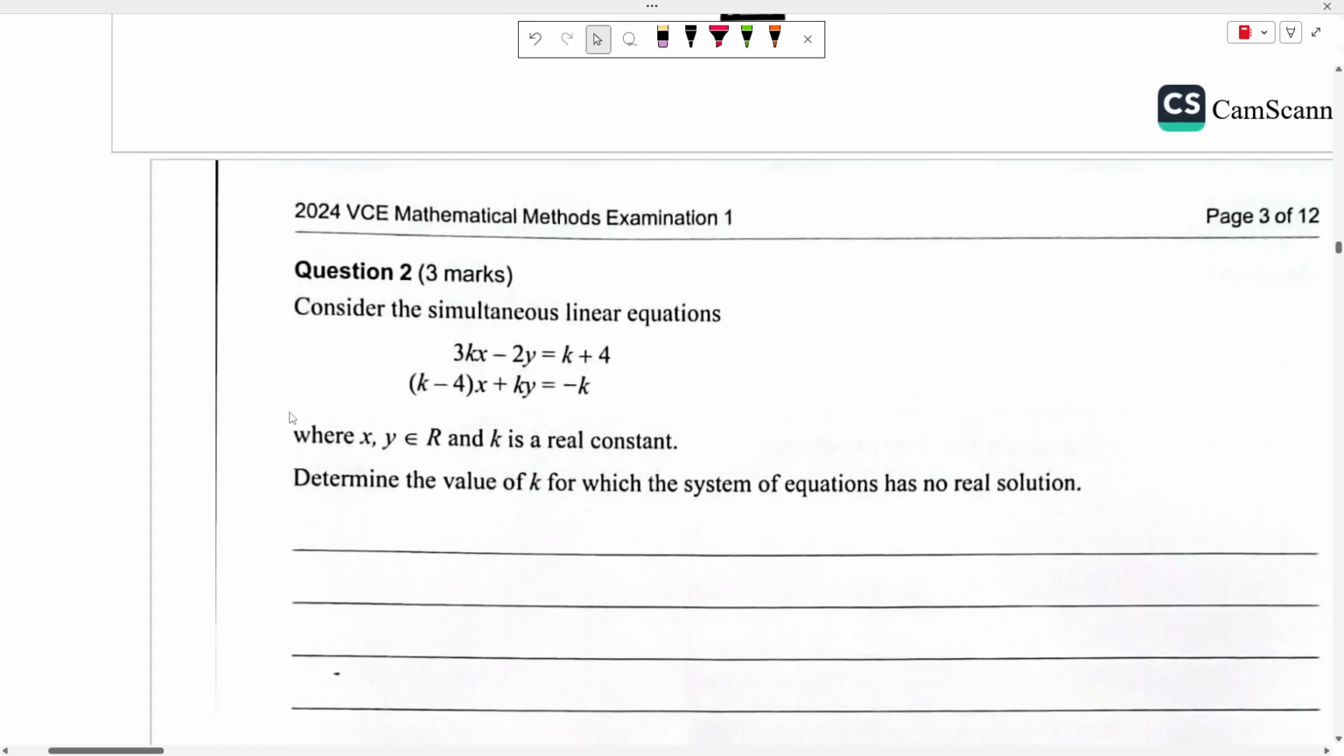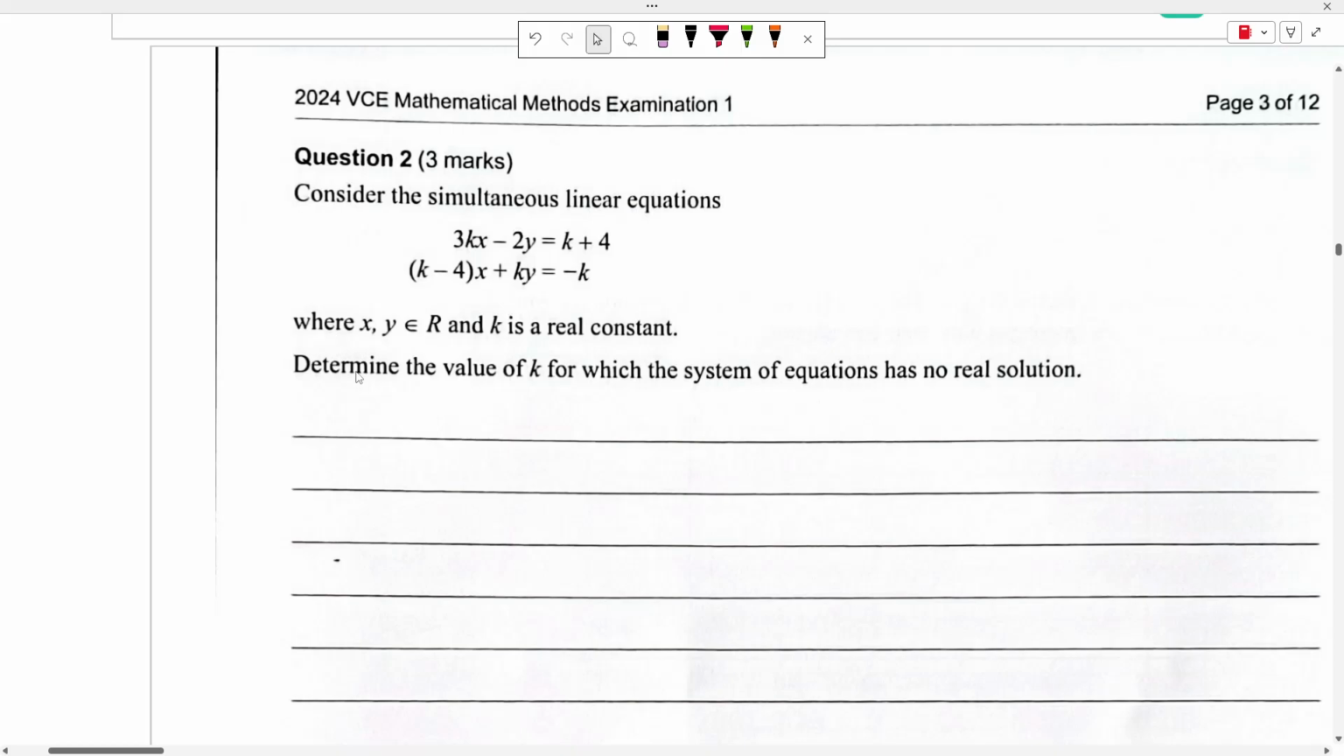Okay, then we get into the simultaneous linear equations, right? So we have to determine the value of k for which this system of equations has no real solution. Now let's recap a little bit on when two systems of equations have no real solution. That's when they're parallel and their y-intercepts are different, right? You can see these two lines are never going to intersect. They have no real solution.